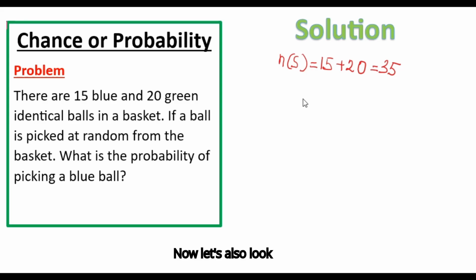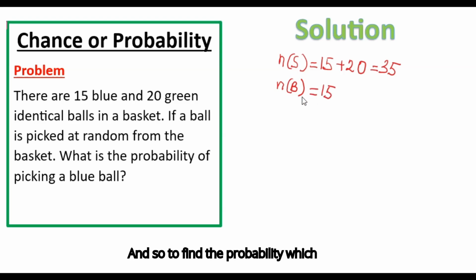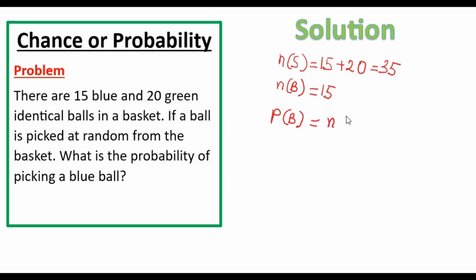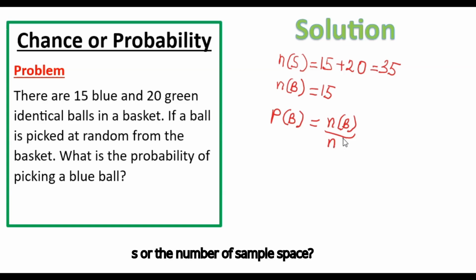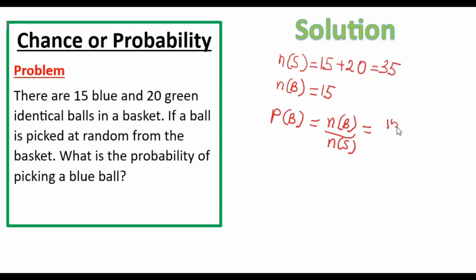Now, let's also look at the question. It says you should find the chance of picking a blue ball. So how many blue balls are there? The number of blue balls, represented by capital B, is 15. And so to find the probability, which is P, of picking a blue ball, it should simply be the number of blue balls out of the total number of balls, or the number of sample space. Then we substitute: the number of blue balls is 15, and the number of sample space is 35.